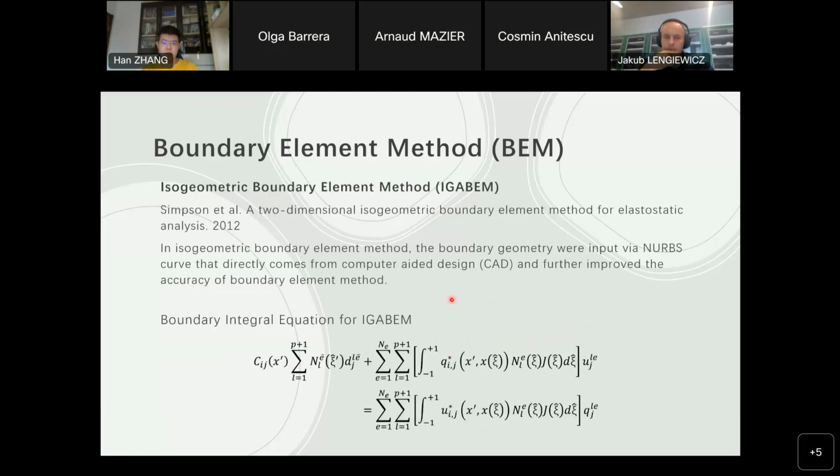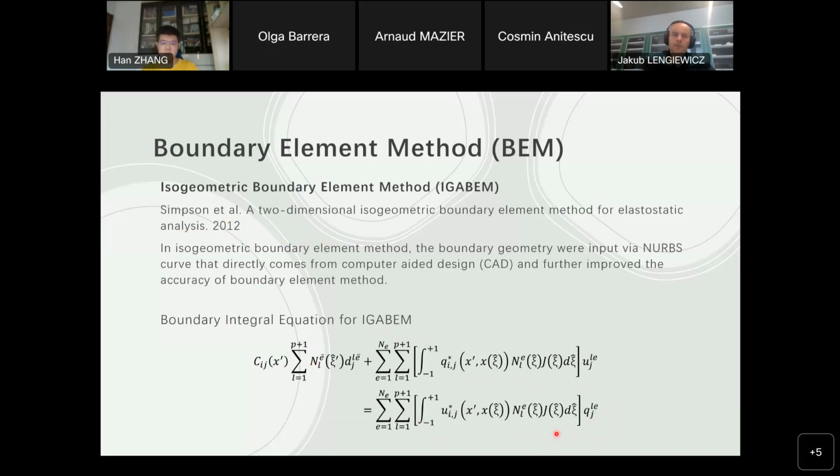In 2012, Dr. Simpson first introduced the isoparametric concept to the boundary element method, which led to the isogeometric boundary element method, or IGABEM for abbreviation. And with that method, the boundary integral equation will be in this form, and we will be working on this boundary integral equation.